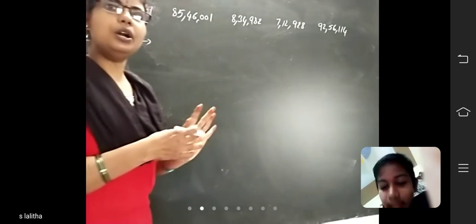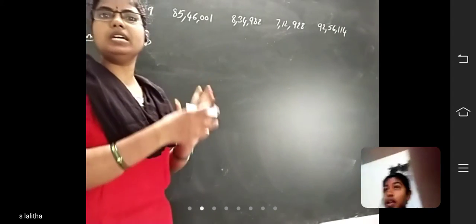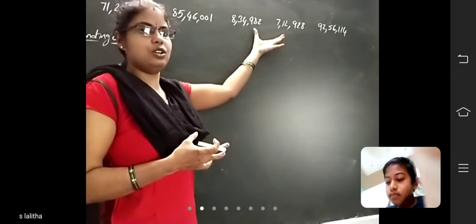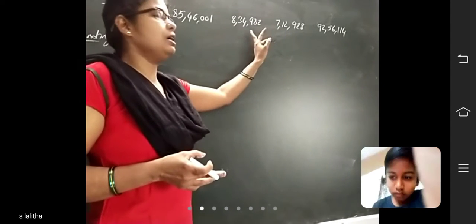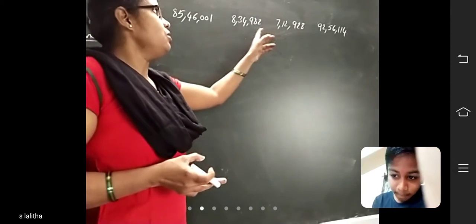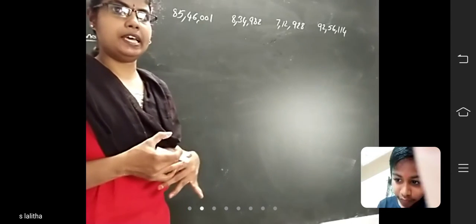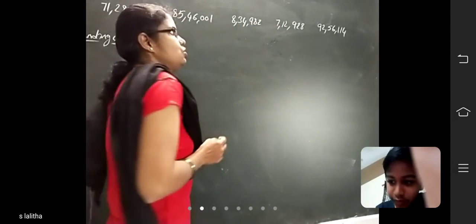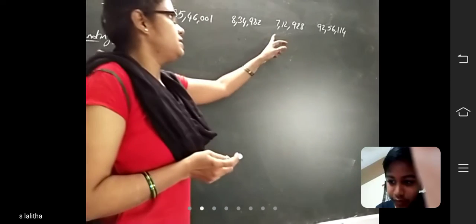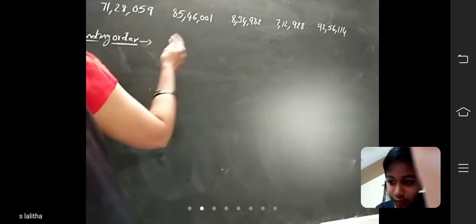So ascending order means you have to arrange smallest to biggest, no. So 6 digits you have to take. Okay. So in these 6 digits, here 2 numbers are there. Now you have to check the greatest place. Which is the greatest place here? 8. Here 7. Which one is the smallest number? 7 is the smallest number. So write that number first.